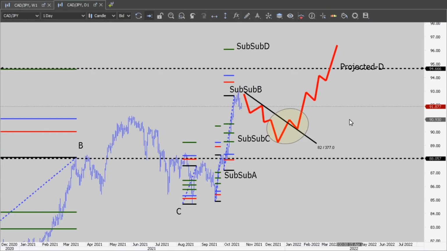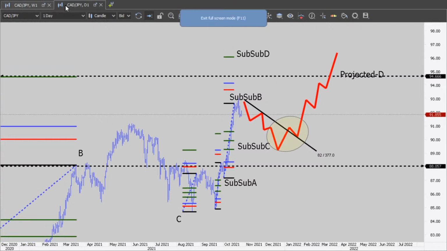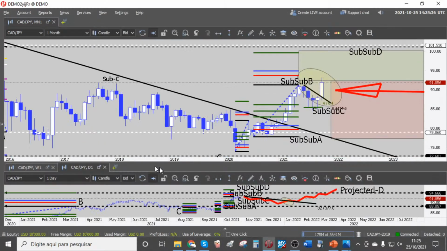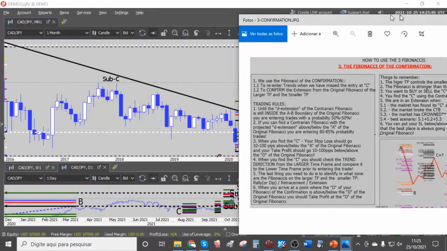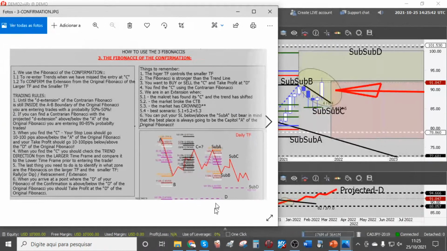Okay, sorry about that. Yes, for me, trade the retracement on the smaller time frame. Jordan, we can, but we are talking about the confirmation Fibonacci. Okay. Yes, for me. Okay. Anybody else? Anybody else wants to enter this trade?